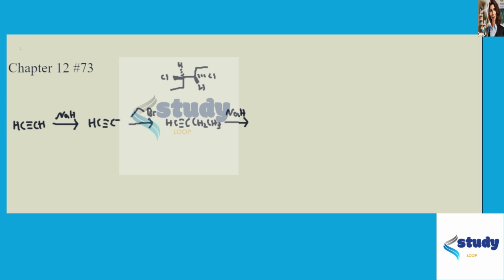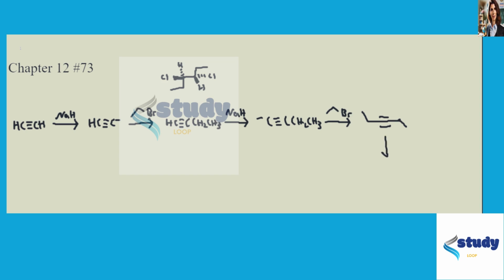So again, deprotonate. This time we'll deprotonate the other side, obviously. And then again, ethyl bromide to add 2 more carbons. I'm actually just going to switch to skeletal notation here. 1, 2, 3, 4, 5, 6. So there we go, we have all of the carbons that we need.